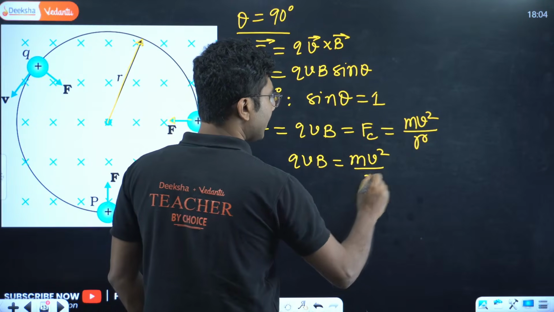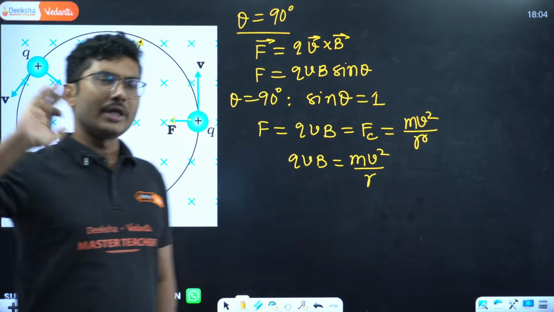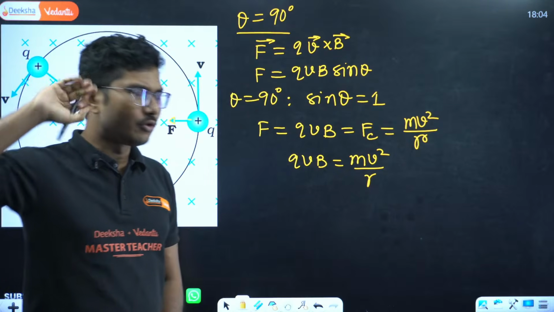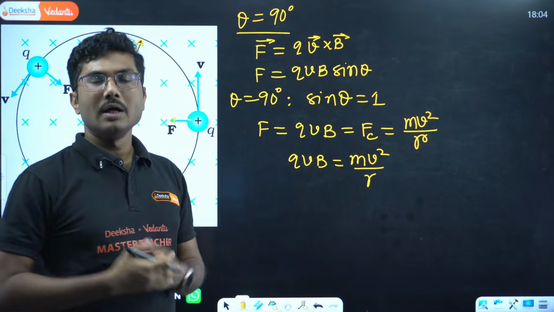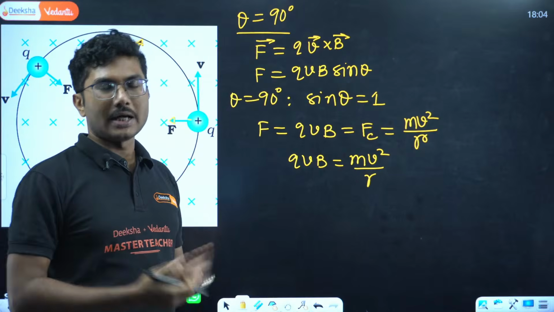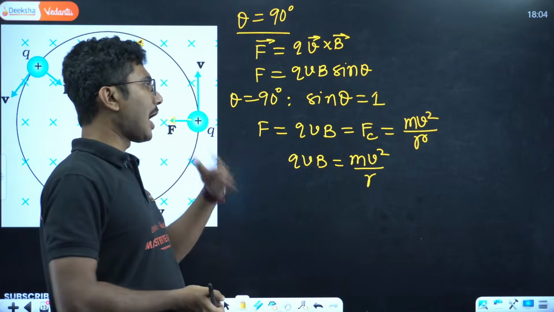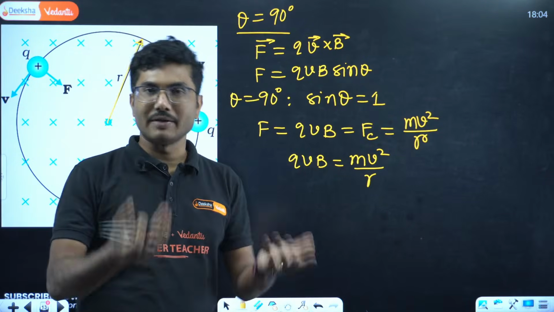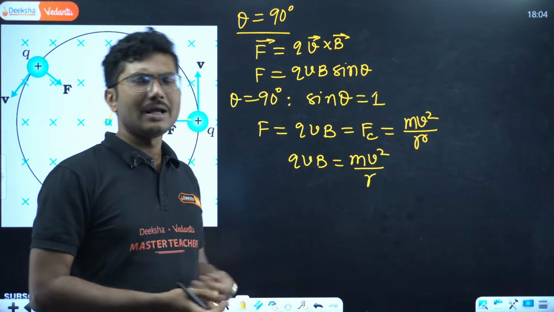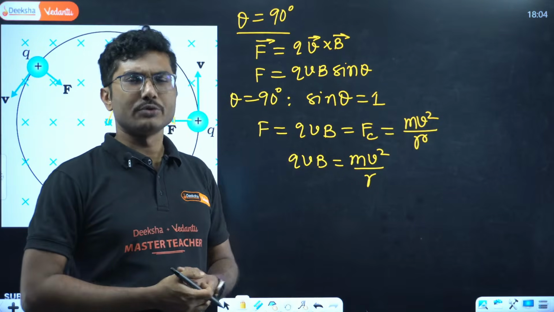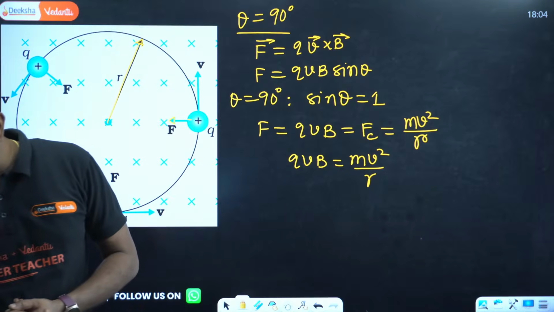If you remember the basic foundations, everything you can recall in the exam. You don't need to memorize everything. Just remember qvB is the Lorentz force, mv square by r is the centripetal force. I need to simplify them and find the value of r. That's it. You practice it once or twice, see if you are able to solve them or not.